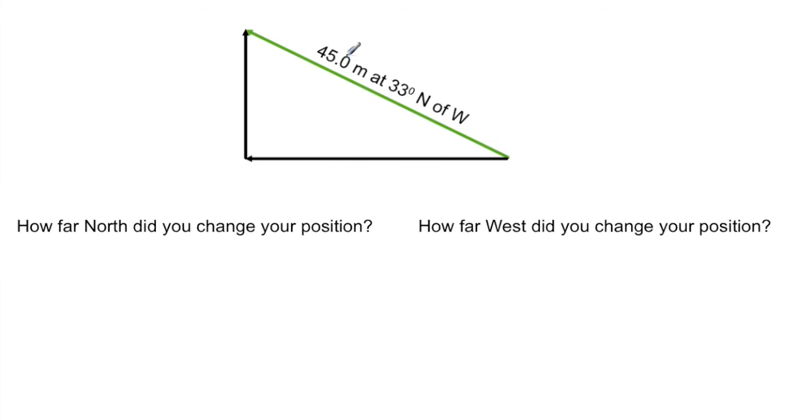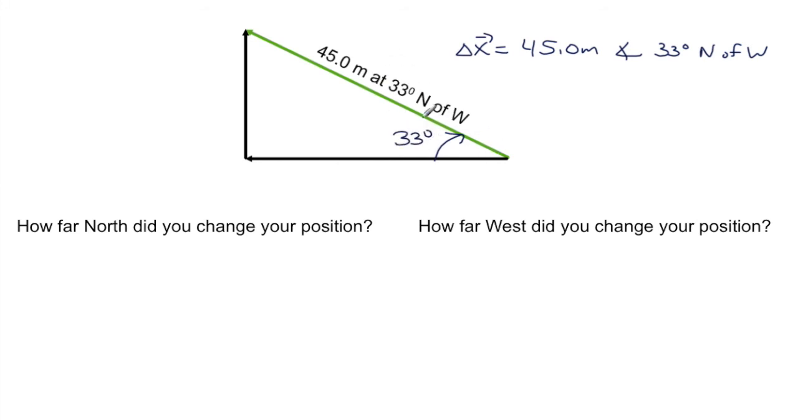So here's a vector that is 45.0 meters. So maybe it's representing a position. Maybe it's representing a displacement. Since I'm changing position, let's say that this represents some displacement, delta x is 45.0 meters. And sometimes we use this angle sign to show the angle at 33 degrees north of west this time. So we're going north of the westerly direction, so this is a 33-degree angle.